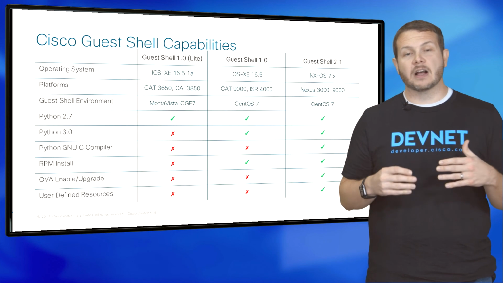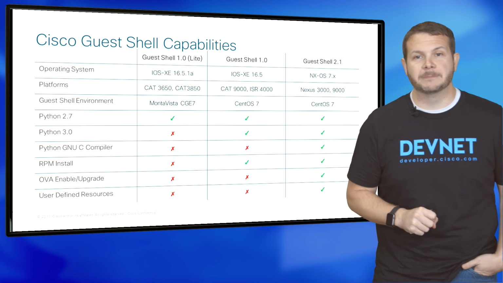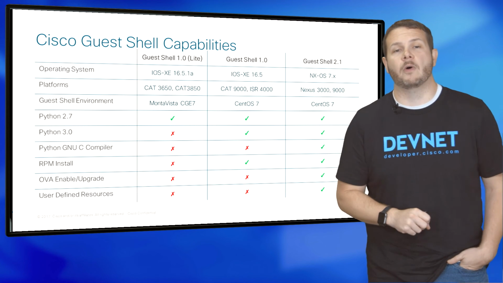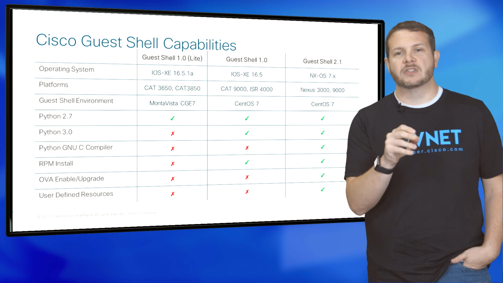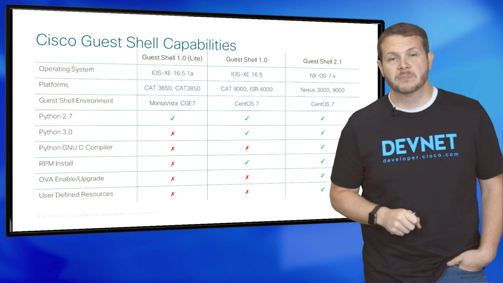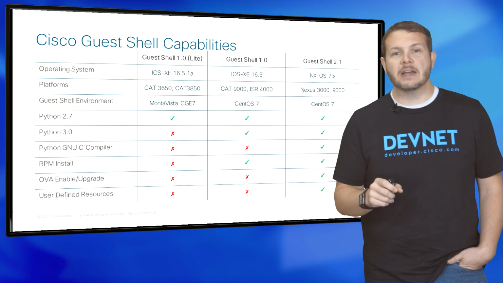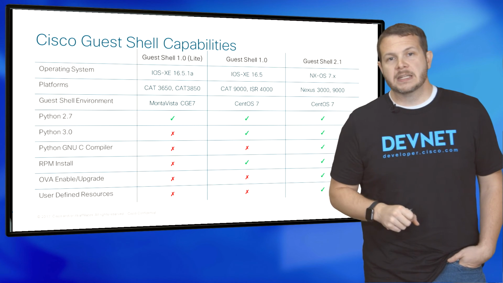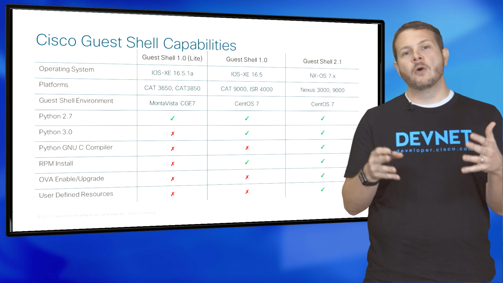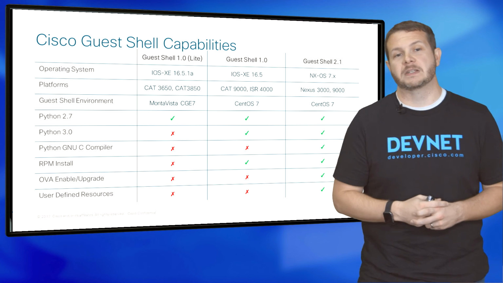Now, we have a couple of different flavors of guest shell depending on your platform and the software version you're on. Guest shell was originally launched in our NXOS platforms, and we call that guest shell 2.1. And if you have NXOS version 7 or higher on your Nexus 3Ks or 9Ks, you have access to guest shell today. Recently added to the iOS XE platform in 16.5, we have guest shell 1.0. Depending on the hardware platform you have, you'll be offered either the light version of guest shell or the full-featured version. And that just is based on the amount of CPU, memory, and storage space available.